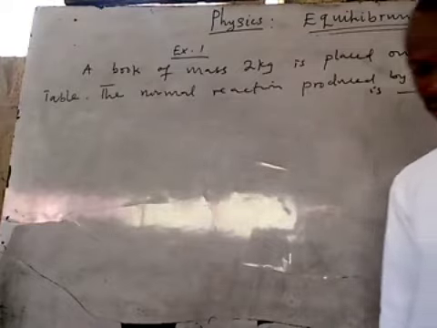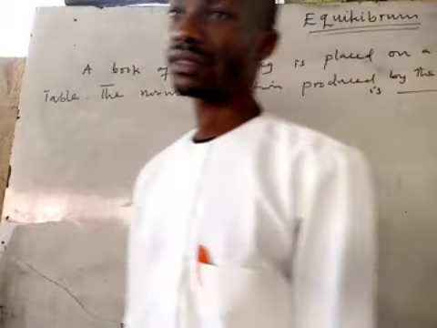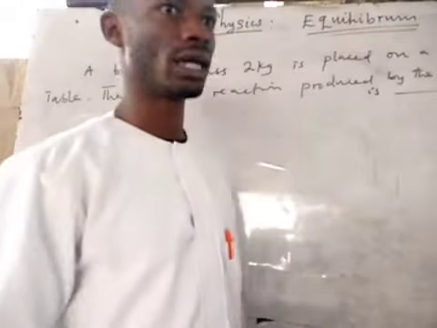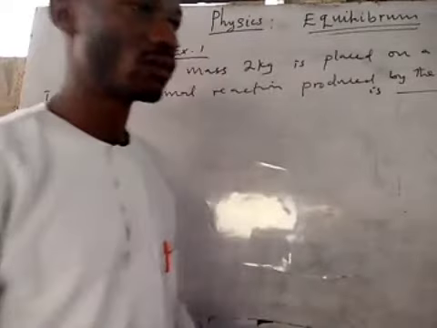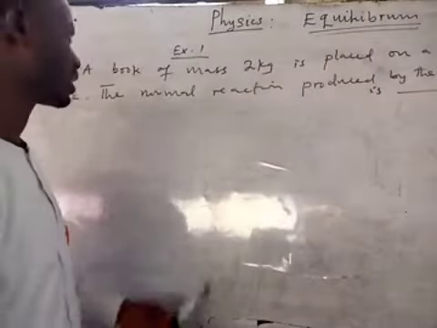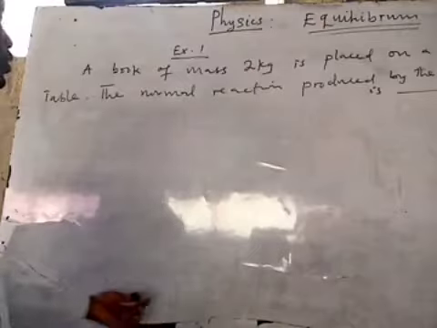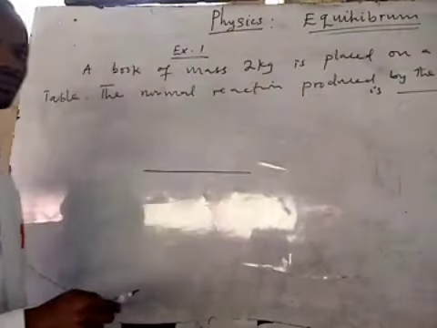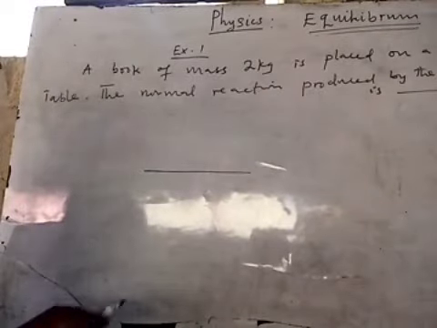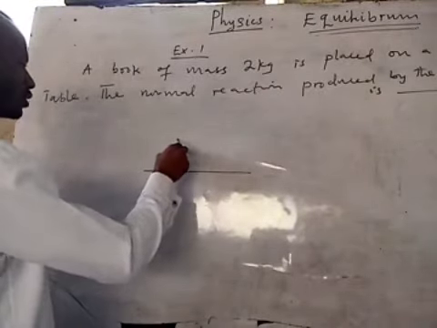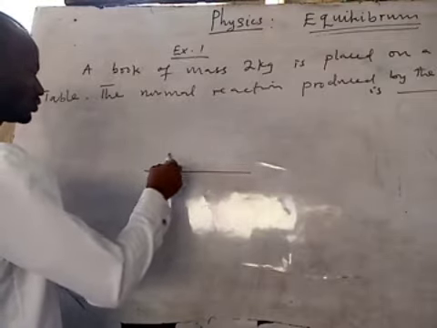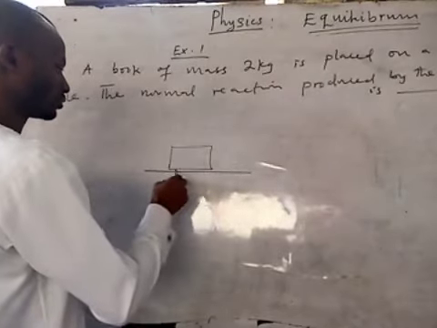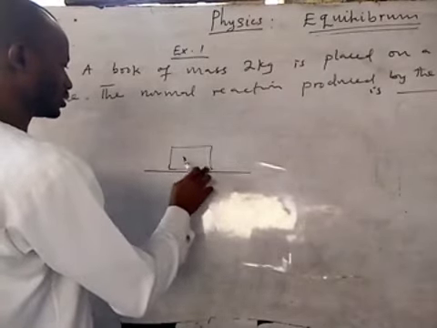Let me ask a question. The normal reaction produced by the table, is it a vertical force or a horizontal force? To answer that question, we have to produce the diagram of the book and the table. So we have the tabletop, this is the top of the table. And a book is placed on it. Let me just draw it anyhow, this is just like the book. The book is placed on this table.